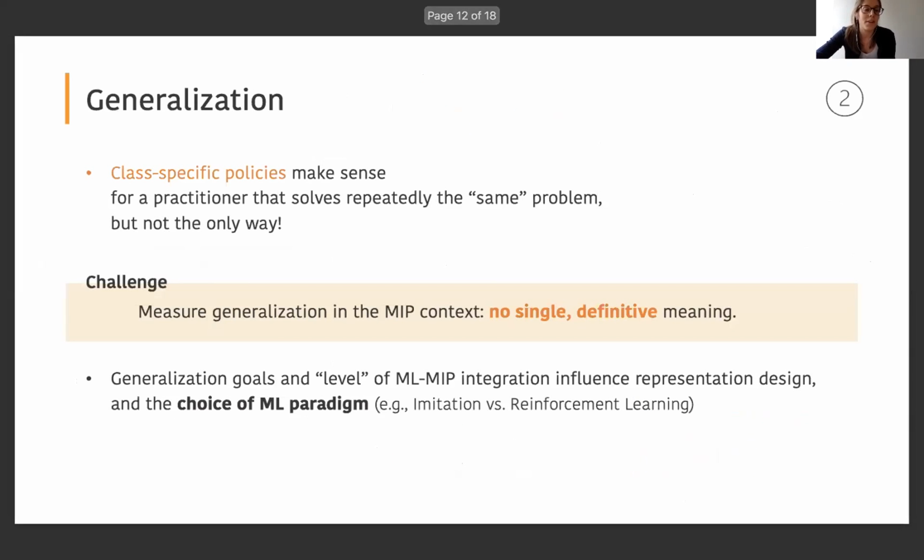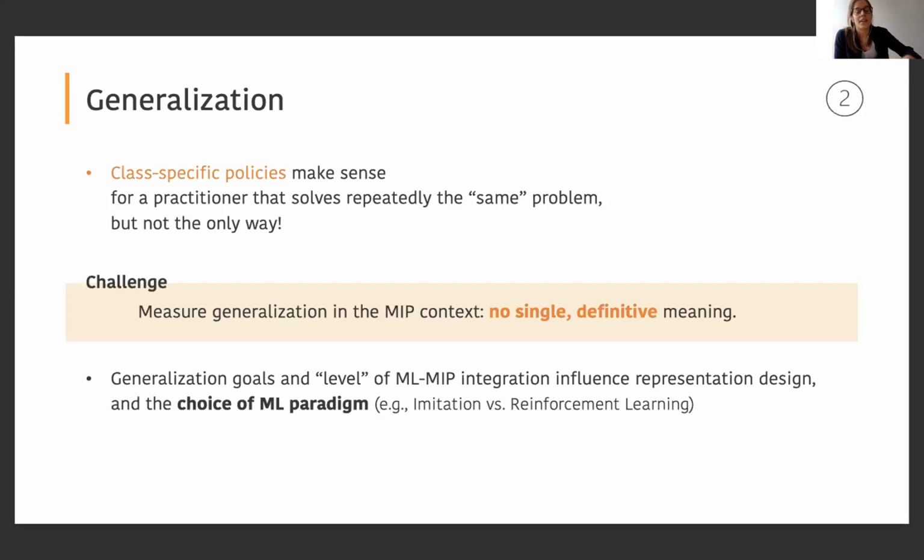The second challenge that we identify is generalization. Of course, exploiting some combinatorial structure makes sense if we want to repeatedly solve the same problem over and over, but that should not limit our thinking about generalization. It's not the only way to think about it. The challenge in the MIP setting is really still thinking about how to measure generalization. We don't have a single or definitive meaning for it yet.